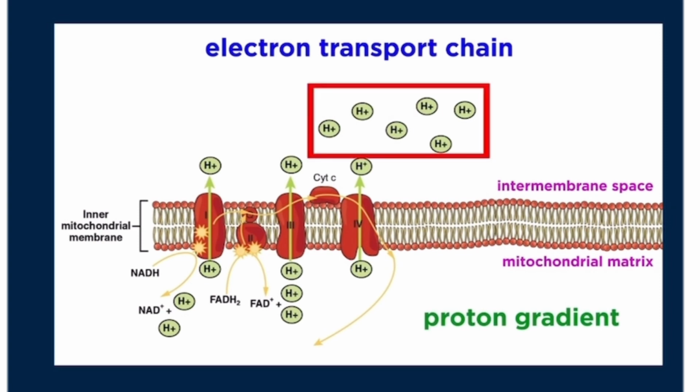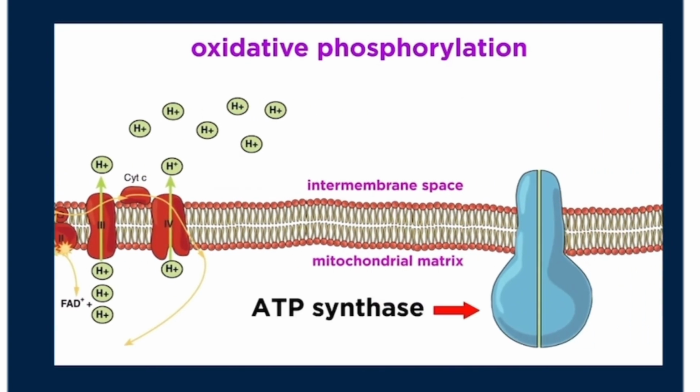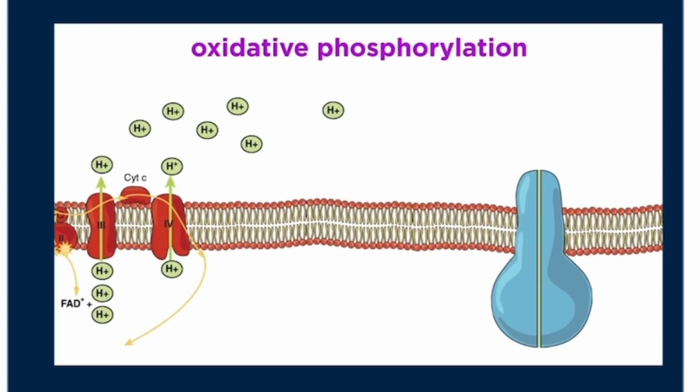Protons accumulate outside of the inner mitochondrial membrane, which then go to power another protein complex called ATP synthase. As you might guess from the name, this is the component that synthesizes the ATP. Because the proton concentration becomes greater in the intermembrane space than inside the mitochondrial matrix, the protons will spontaneously move with the proton gradient to re-enter the mitochondrial matrix, and the only route available is through ATP synthase.